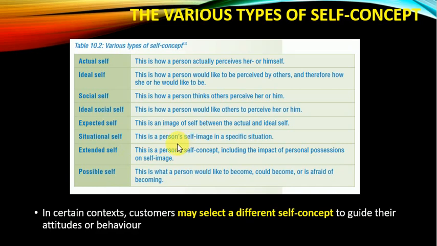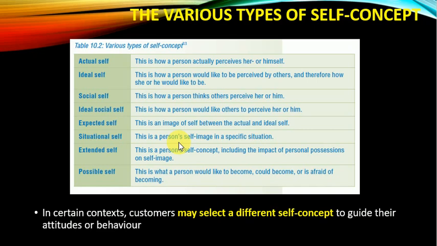Let's run through them individually. The actual self, this is how a person actually perceives themselves. We've got the ideal self, which is how a person would like to be perceived by others. We've got a social self, how a person thinks others perceive them. The ideal self, how a person would like others to perceive them. The expected self, the image of yourself between the actual and the ideal self.